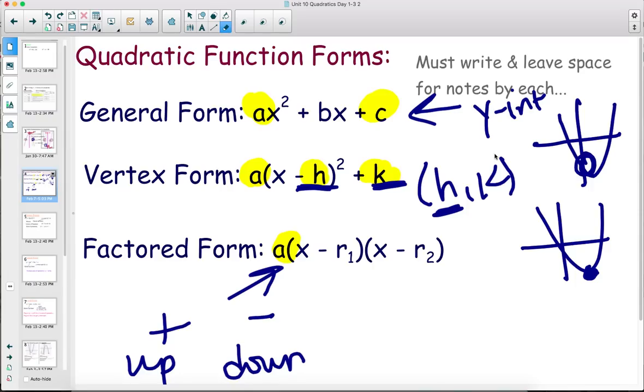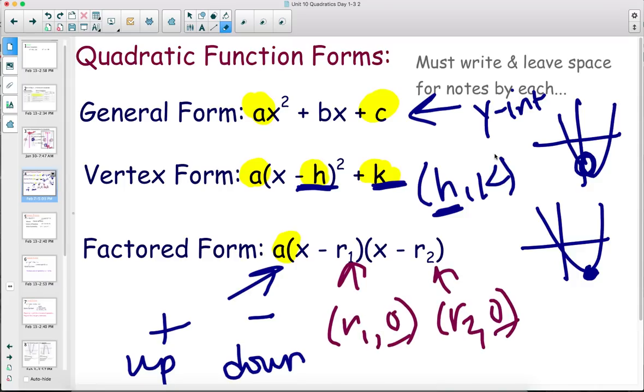And lastly, for factored form, that's the one we just did on our benchmark, we can find the roots. So this one is going to be r1 comma 0, and that's going to be r2 comma 0. The y-coordinate is 0 because it's the x-intercepts. It's where it crosses the x-axis according to our picture.